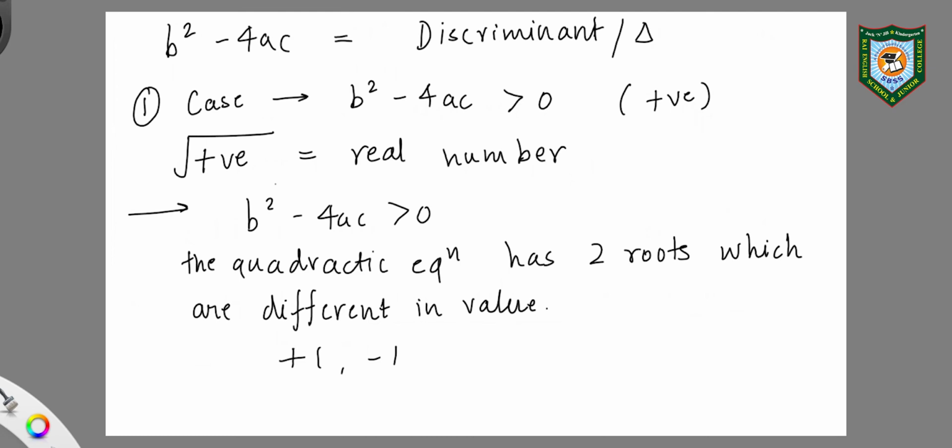So now, if b square minus 4ac is greater than 0, the quadratic equation has two roots which are different in value. If you check your textbooks, it will state that the quadratic equation has two distinct roots. Two distinct roots means both the roots are different in value. Now we'll be seeing the second case.